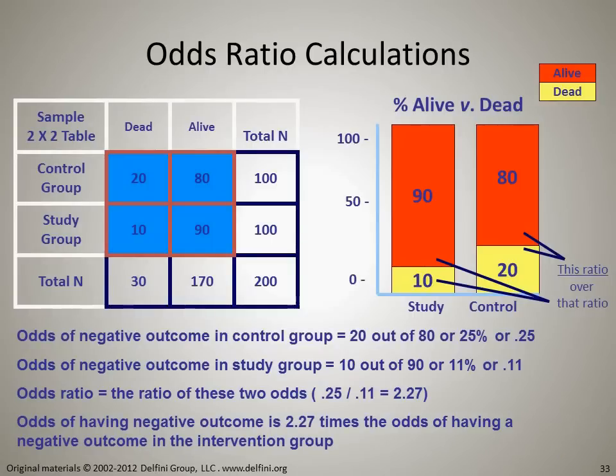I will pause here to give you a chance to review this slide. Pay particular attention to the numbers in the blue boxes to the left. Odds deal with these numbers only and not the total n. And notice that the odds ratio, or the OR, is expressed as a number, not as a percent.